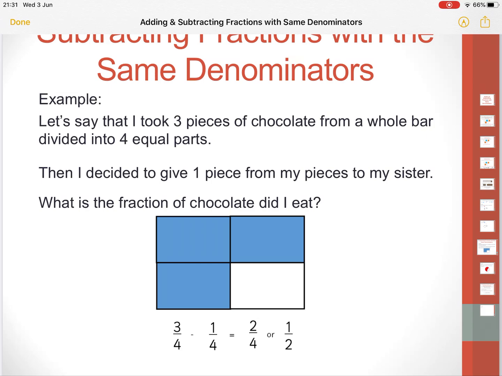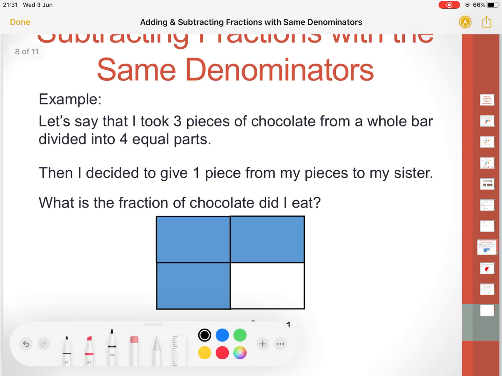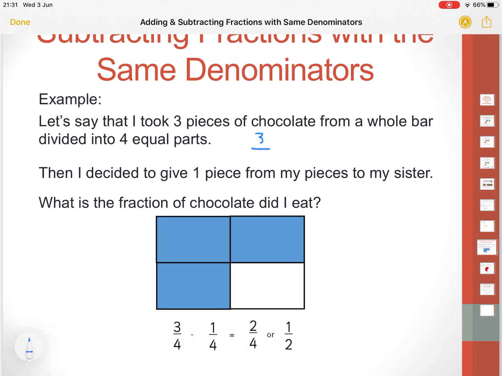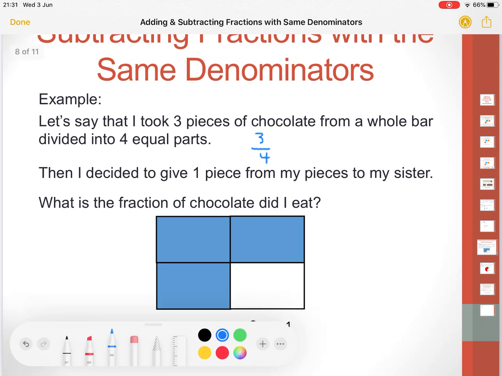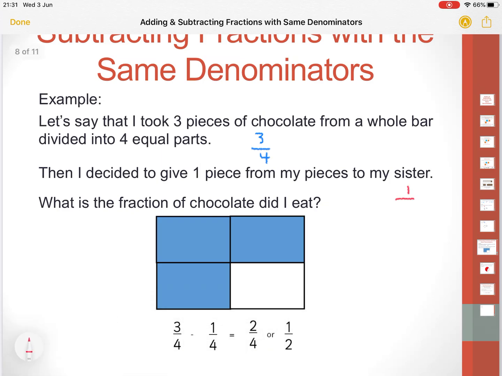Let's say that I took 3 pieces of chocolate from a whole bar divided into 4 equal parts, all right? Now, if I had to write the fraction, that would be equal to 3/4, 3 pieces out of a total of 4. Then I decided to give 1 piece from my pieces, all right? From 3 pieces, I'm going to give one piece out of a total of 4, so the fraction would be 1/4, all right, to my sister. So I'm going to give 1/4 to my sister.